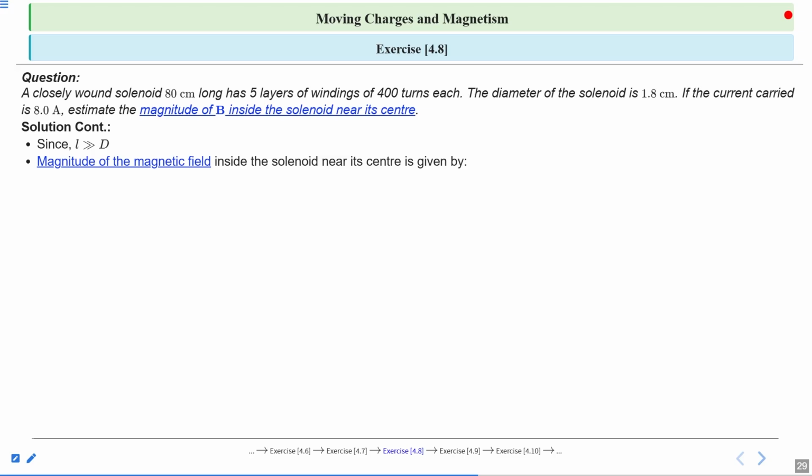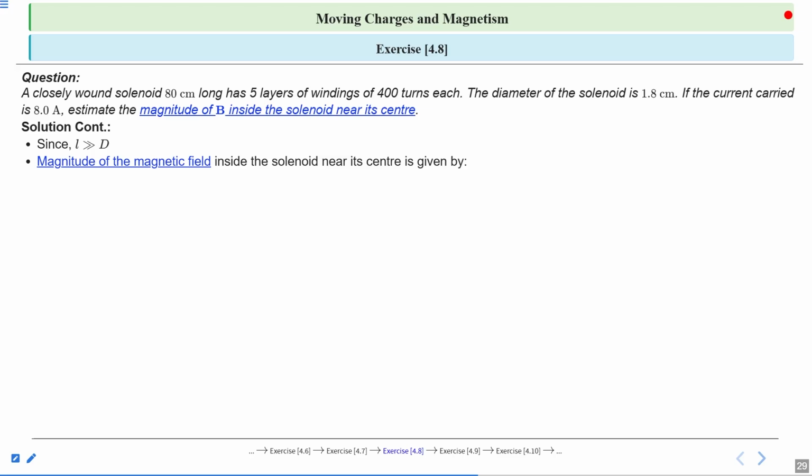So if there is a short solenoid, not long, we can apply that formula for a long solenoid at or near the center only. We cannot apply that formula away from the center. Okay, we can apply that formula for long solenoids, or for short solenoids where we have to find the magnetic field near the center or at the center, because near the ends the magnetic field is non-uniform.